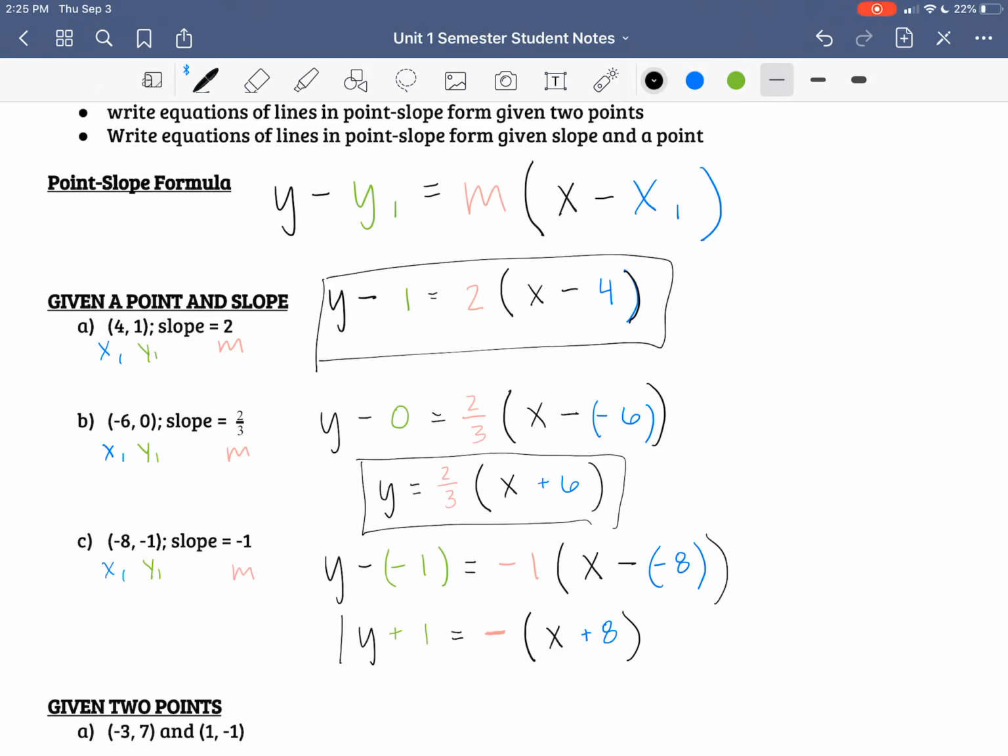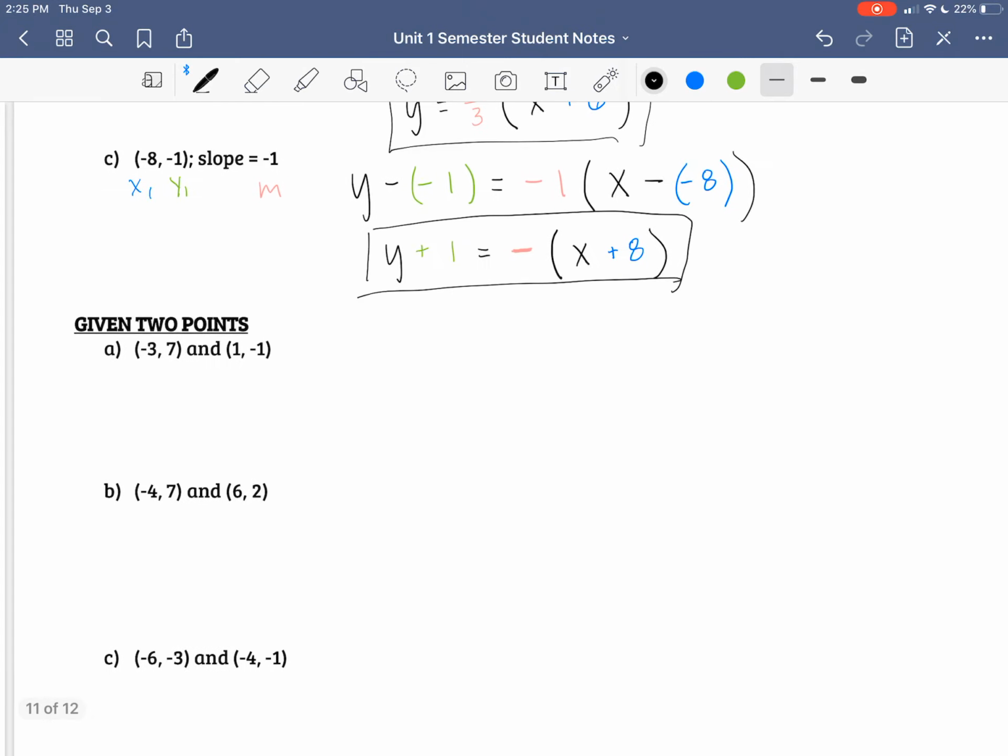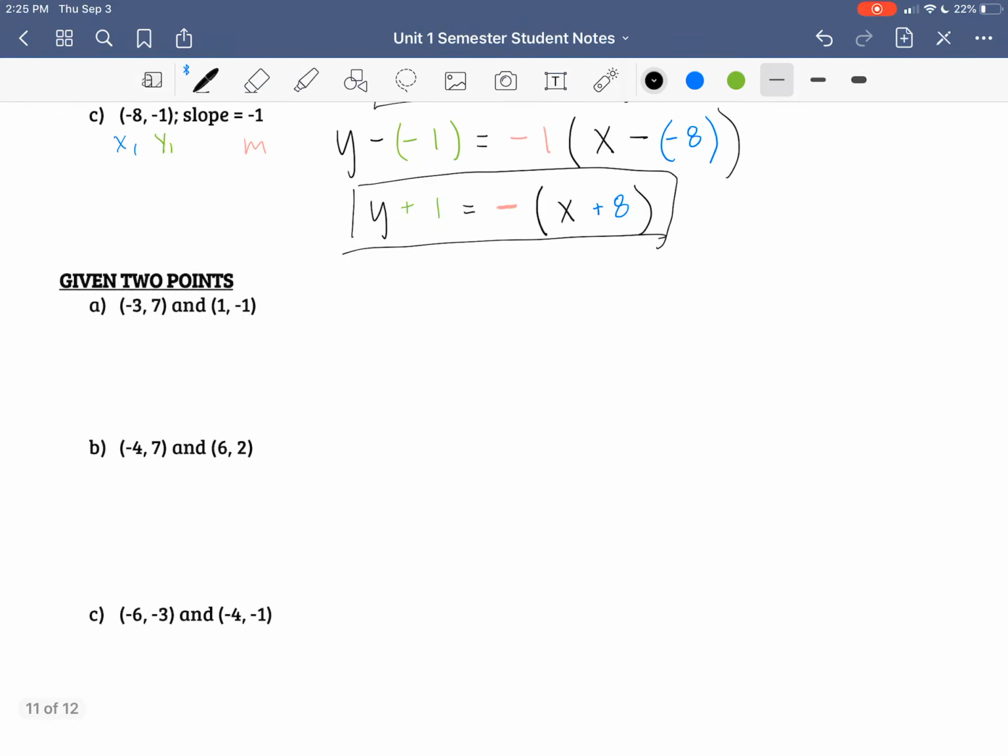And that would work for my simplified answer. We don't have to distribute. We don't have to do anything else. That is considered point slope form. So now, here we were given a point and the slope. If we're given 2 points, we can find the slope, and then we have enough information to write our equation. So we're going to have to find the slope here first.